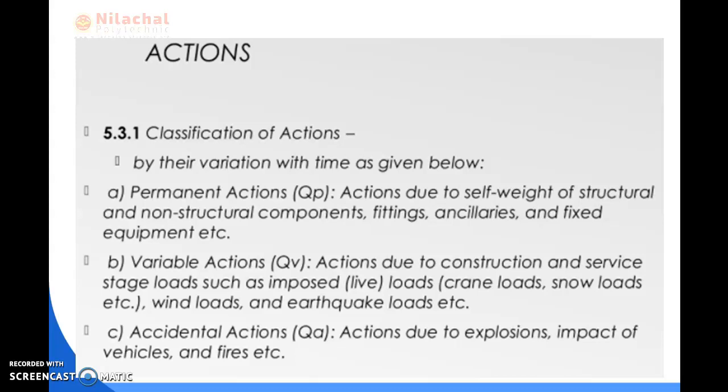First, permanent action, which permanently acts on the structure, which is action due to self-weight of structure and non-structural components, fittings and fixed equipment, etc. And the variable action, which depends on the construction and service stage loads, such as imposed and live loads, wind loads, earthquake loads, etc. Then we discuss accidental action, which is QA, action due to explosion, impact of vehicle, fire, etc.